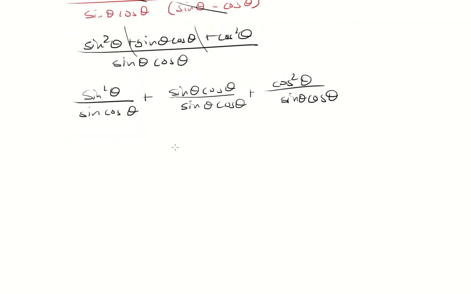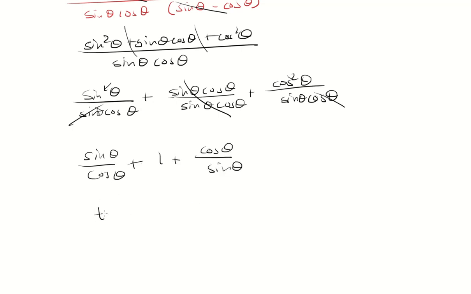Now sine squared over sine, that's going to cancel out the sine. We have sine over cosine. These cancel, it's 1. Then one of the cosine is going to cancel. So we have cosine over sine. Now sine over cosine is tangent. And then cosine over sine is cotangent. And so this proves the identity.